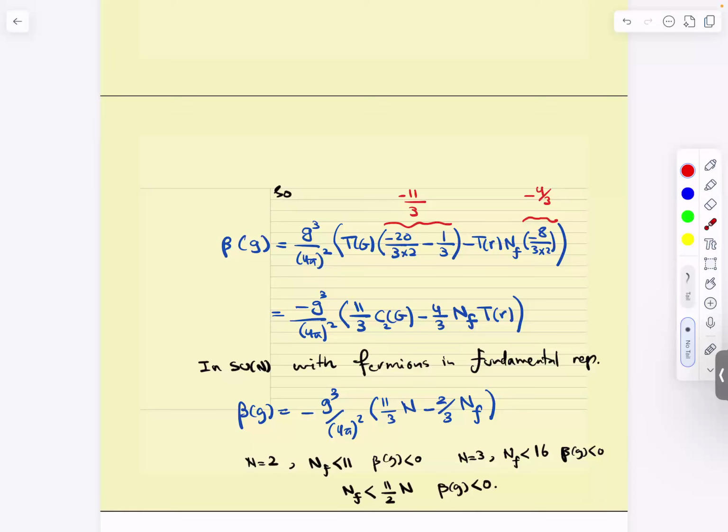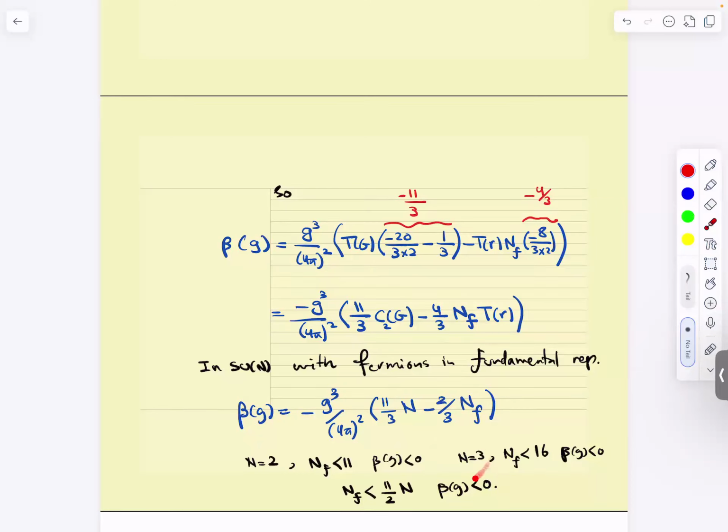So these theories exist. If N is equal to 2, then NF is bounded above by 11. So SU(2) gauge theory coupled to up to 11 fermions has a negative beta function, it has asymptotic freedom, it's well-defined. If you have 12 fermions, that theory is ill-defined. It's too much screening that will make the theory ill-defined in the UV.